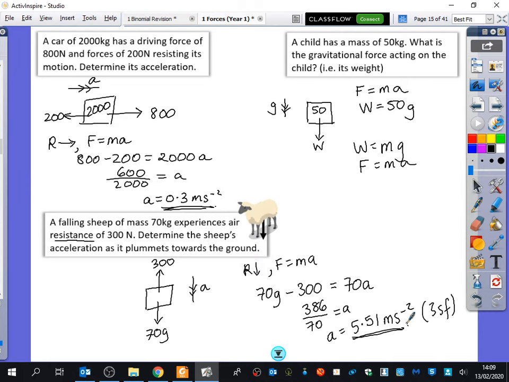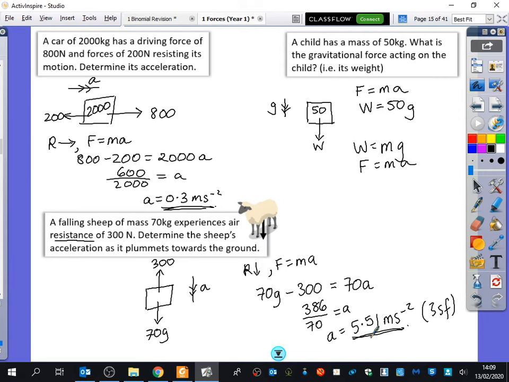That air resistance that sheep is experiencing, maybe it's got a little parachute on, is stopping it falling at the same rate that you would expect a small stone to be falling at. A small stone won't have much air resistance. A big fluffy sheep with a parachute on is having enough air resistance to slow it down to a slower rate of acceleration that we have there. Okay? One more example, and then it's time for you to do some practice.